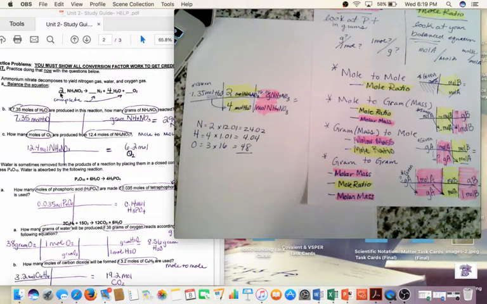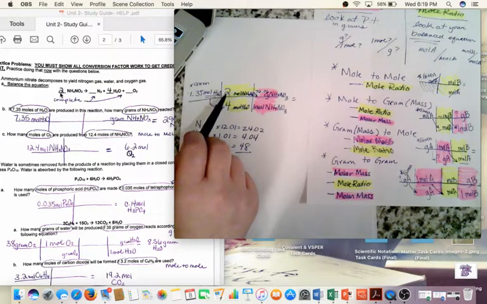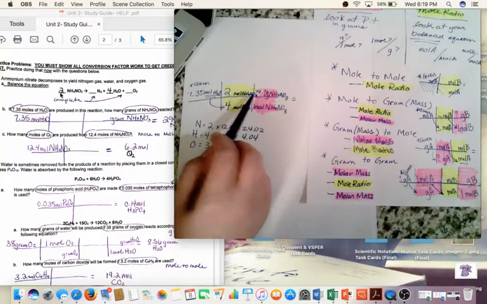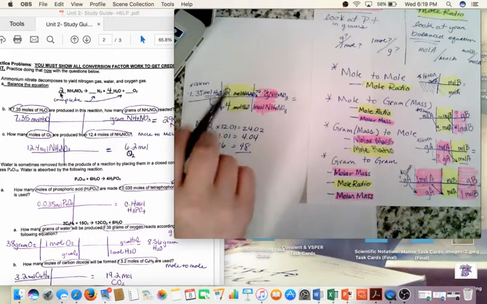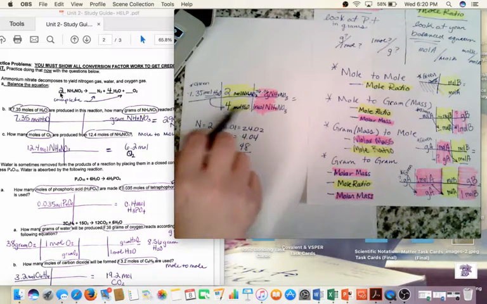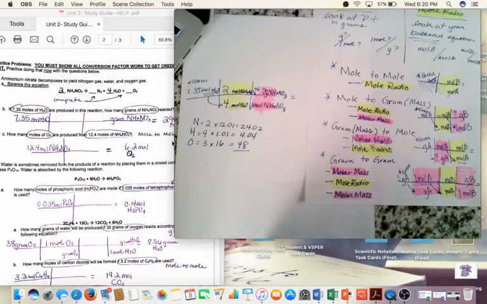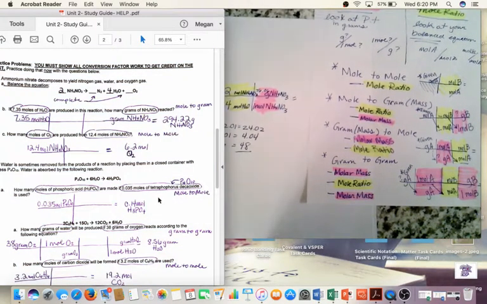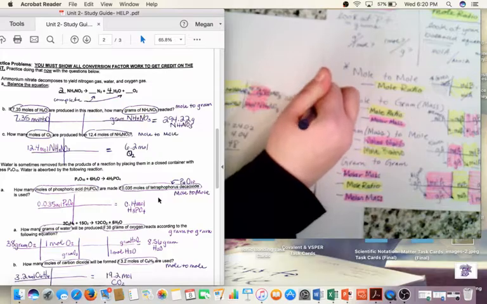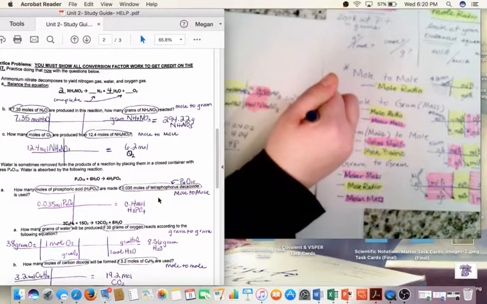So now, because I have 7.35 and 76.06 on top, I multiply them. So when I multiply them and divide it by 4, because the 1 right there times 4 is just 4, it is going to give me the 294.22 grams of NH4NO3.